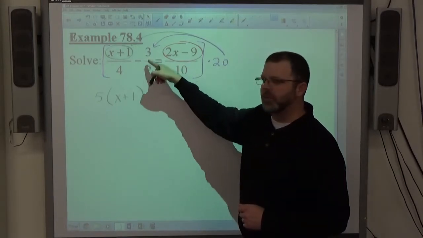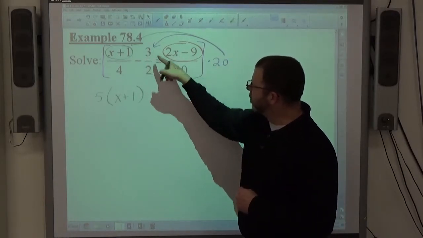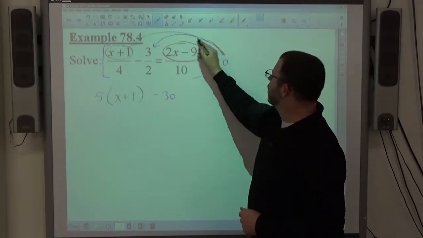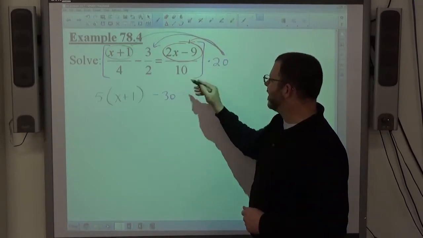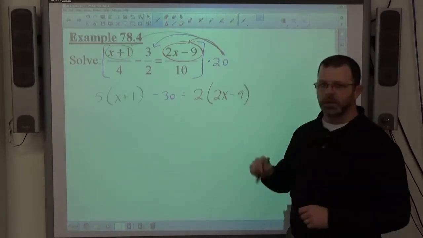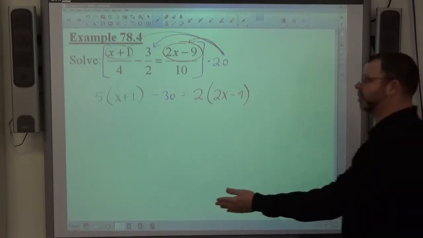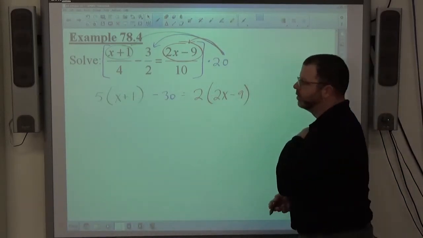So if it's just a single fraction like that, just divide, multiply. So 20 divided by 2, 10, times 3, 30. And then when I do this multiplication, 20 divided by 10 is 2. That's being multiplied by the top, 2x minus 9. So priority 1, multiply by the least common denominator, get rid of all fractions, leaving us with, at worst, some distributive property left to do.